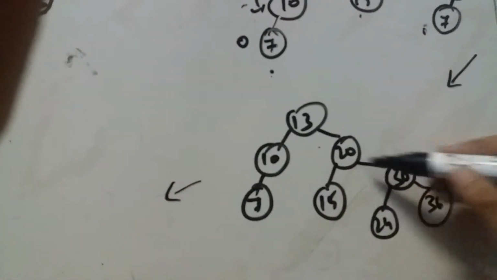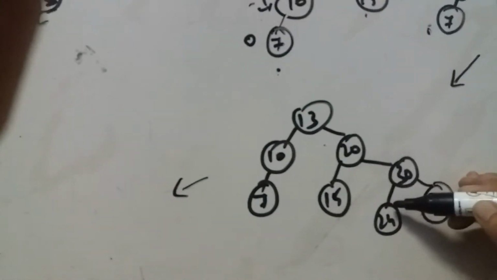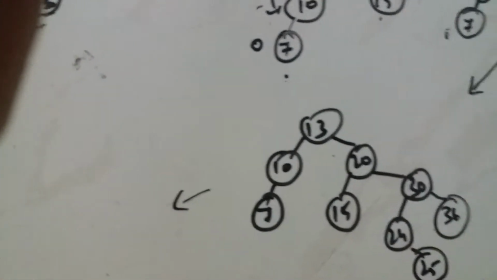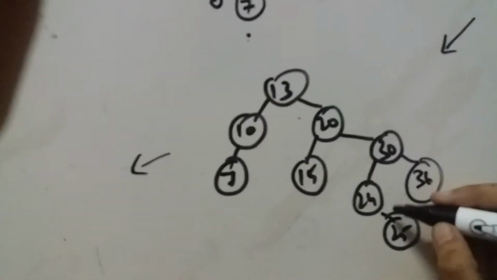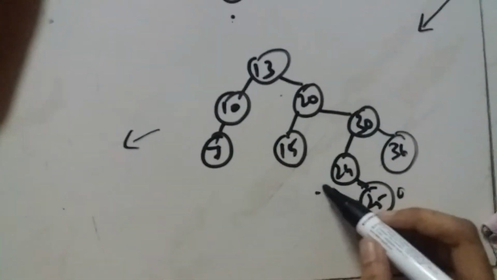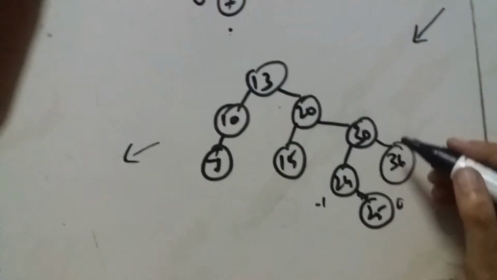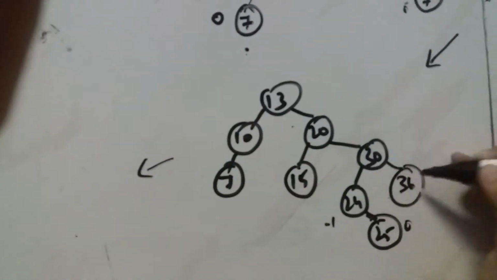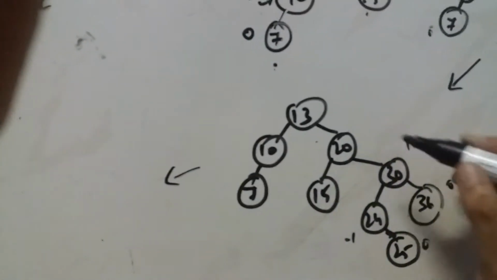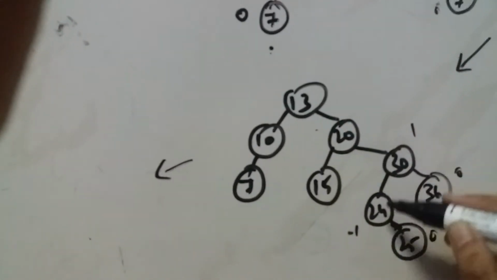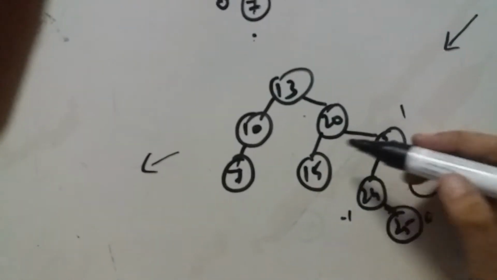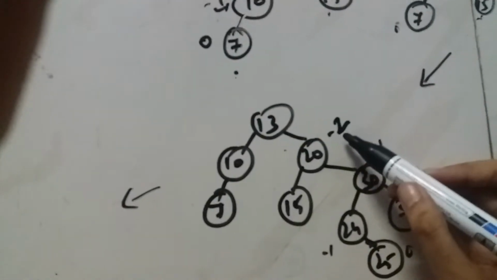Next node is 25. 25 is greater than 13, greater than 20, less than 30, and greater than 24. So 25 is inserted to the right of 24. Need to apply the balance factor. Here it is 0, here it is minus 1, 2, minus 1, 1, here it is 0, here 2, minus 3. So this is the longest depth. So 1, minus 3, here it is minus 2. So the imbalance occurs at this node.